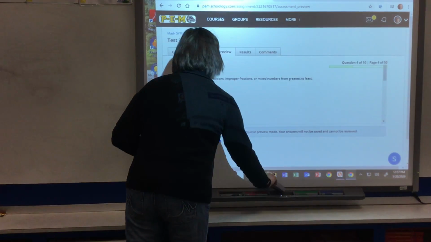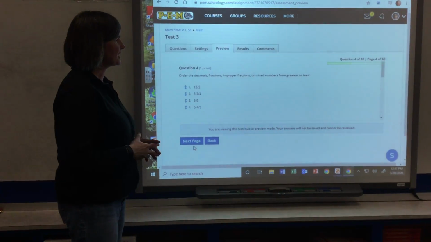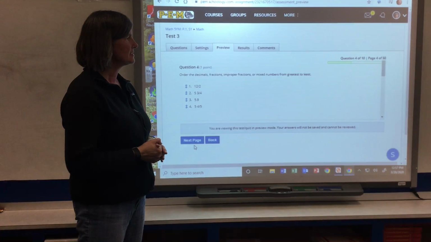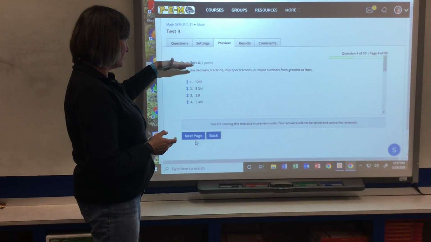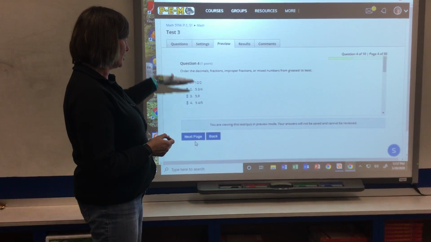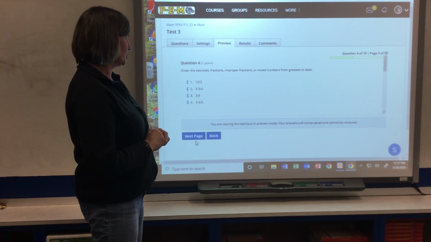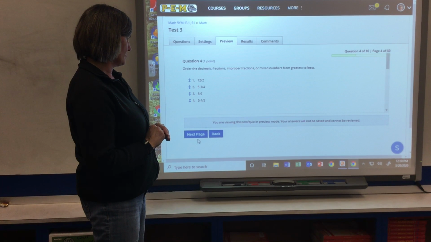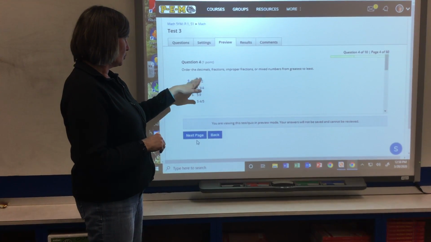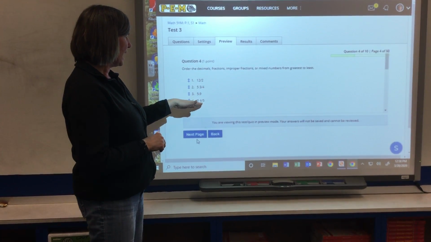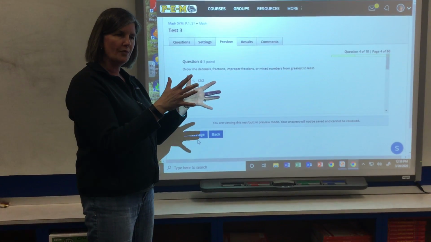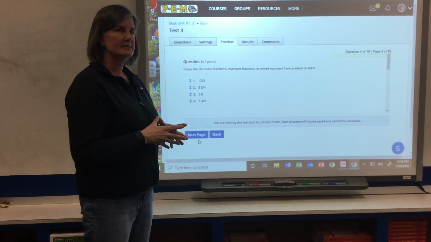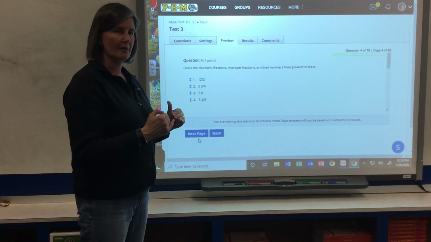In our next problem, we have to order the decimals, the fractions, the improper fractions, or mixed numbers from greatest to least. So in the number 1 spot, we're going to put our biggest number, and in our number 4 spot, we're going to put our least number. What I'm going to do is put these all in either a whole number or a decimal number, and we're going to compare them from there.